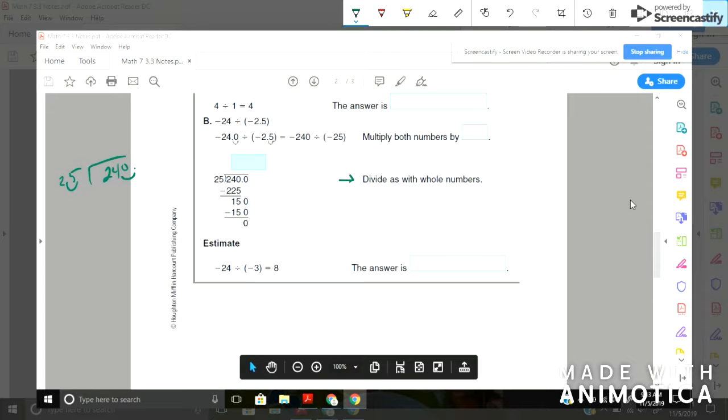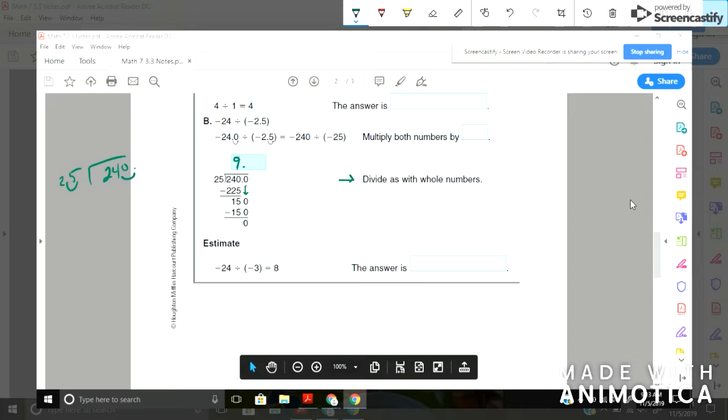Your decimal point comes straight up in your answer, and ask yourself, how many times does 25 go into 240? Well, if you took 25 times 10, that would be 250. That'd be too much, so I'm going to try one less. So 9 times 25 would give me 225. I'll subtract, and the difference between 240 and 225 is 15, and bring down a 0.